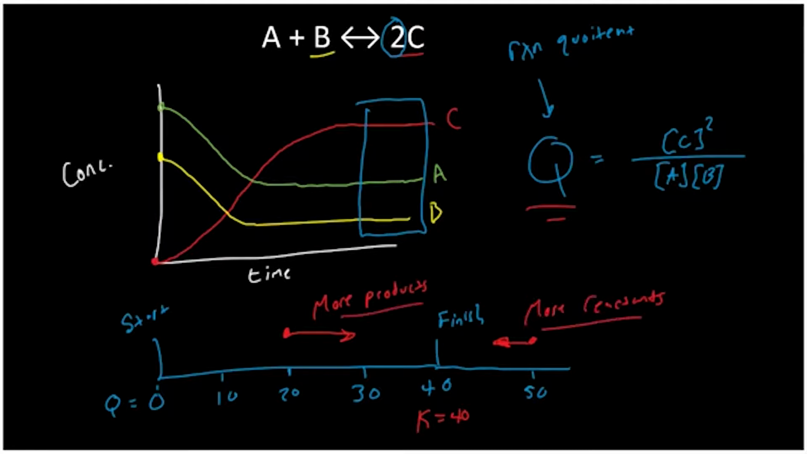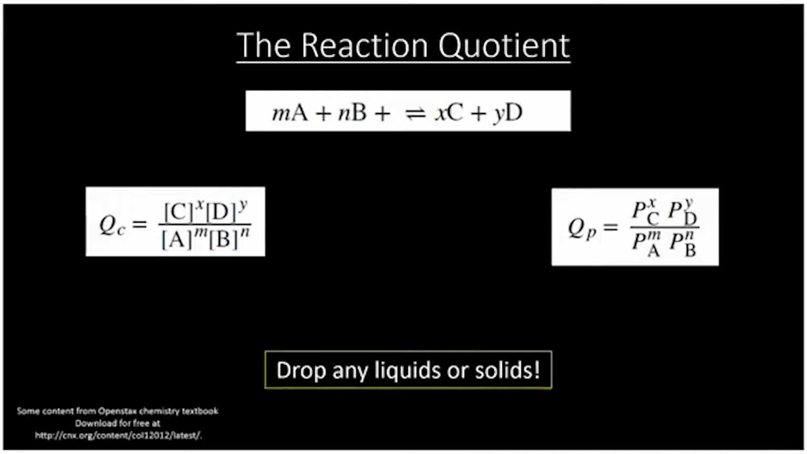So by comparing Q and K, we can actually come to understand where our reaction is and if it needs to run forwards or backwards. Okay, this is a more mathematically rigorous definition of Q. And notice, just like we did before, we always put products over reactants. So here C and D are our products, and A and B on the bottom, those are our reactants. And they're always raised to their stoichiometric coefficients that we've listed here.